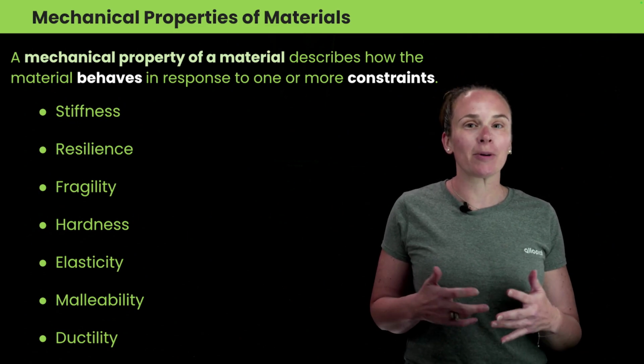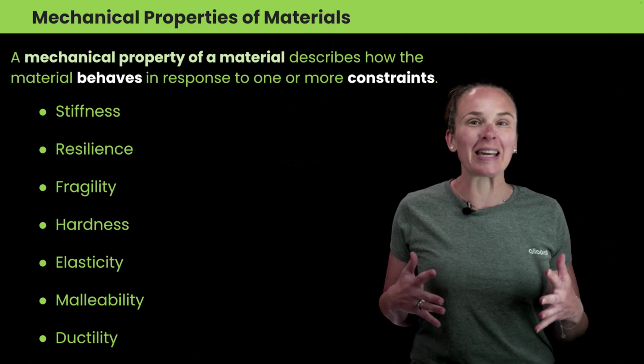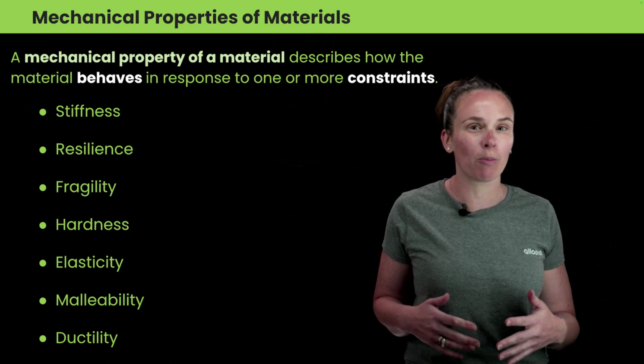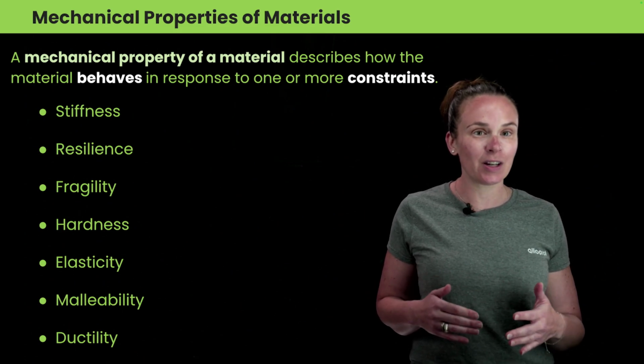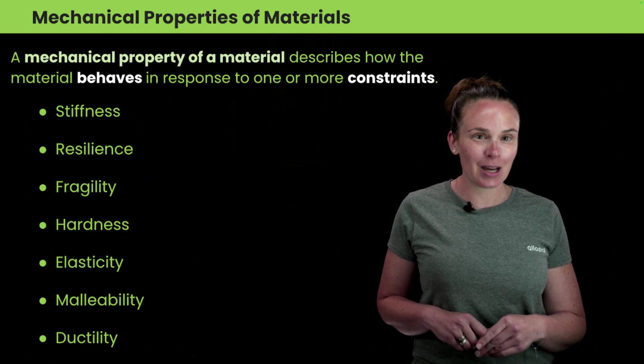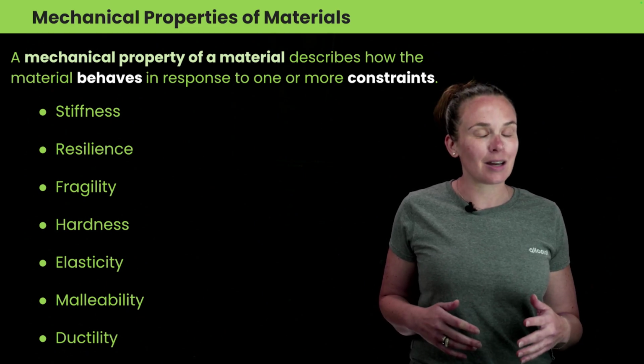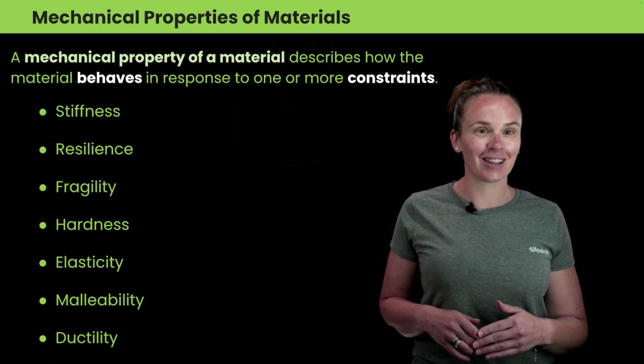So a mechanical property of a material describes how the material behaves in response to one or more constraints. And we have 7 ones that we're going to explore. So we have stiffness, resilience, fragility, hardness, elasticity, malleability, and ductility.